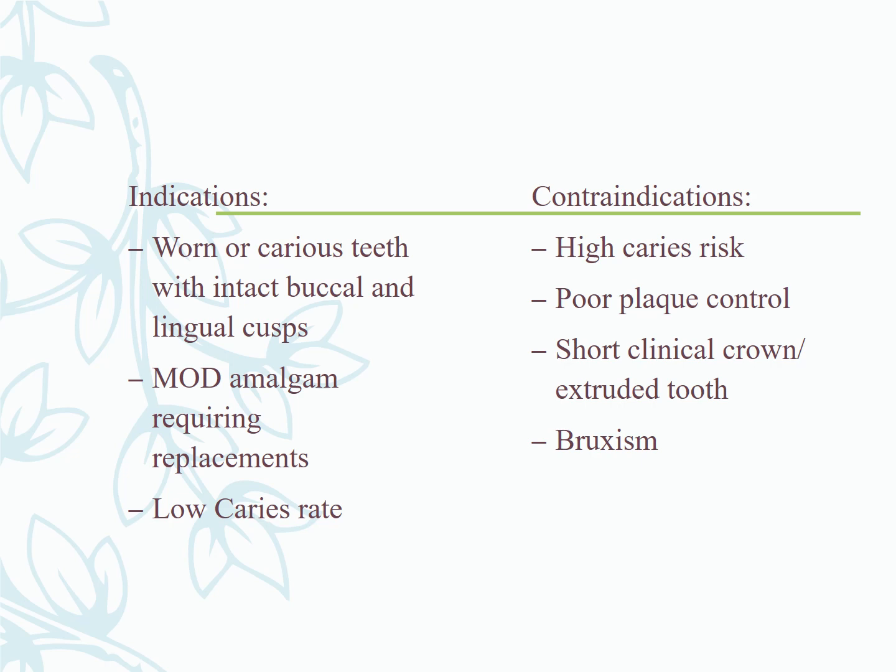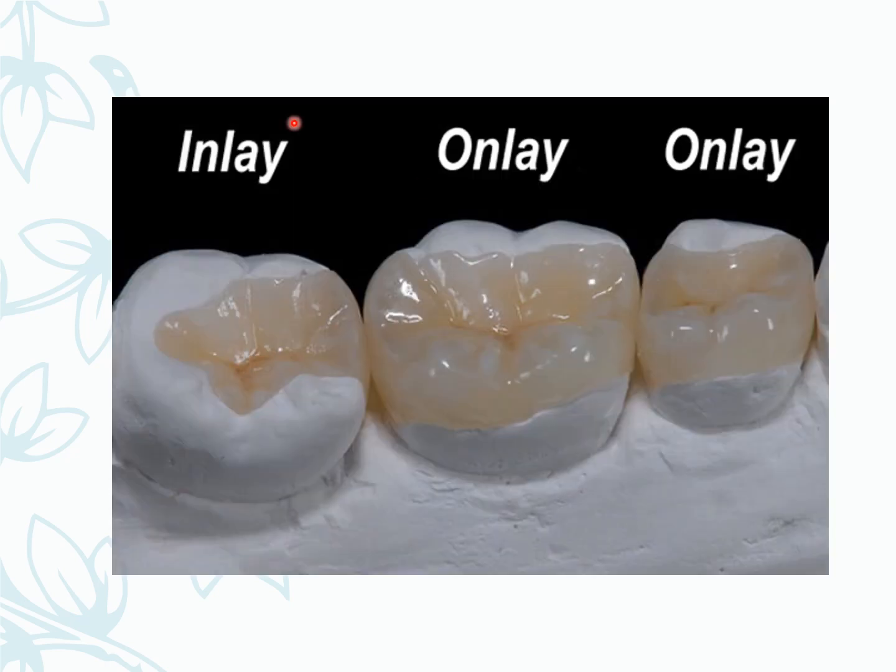Indications of this are worn or carious teeth with intact buccal and lingual cusps, MOD amalgam requiring a replacement. So yes, amalgam was used in the old texts, and now you can just call it MODs, right? A low caries rate. Contraindications are high caries risk, poor plaque control, short clinical crown, or extruded crowns, and bruxism. So this is a photo of an inlay, and this is an onlay, right? It consists of cusps and full occlusal, and this is also an onlay, right?